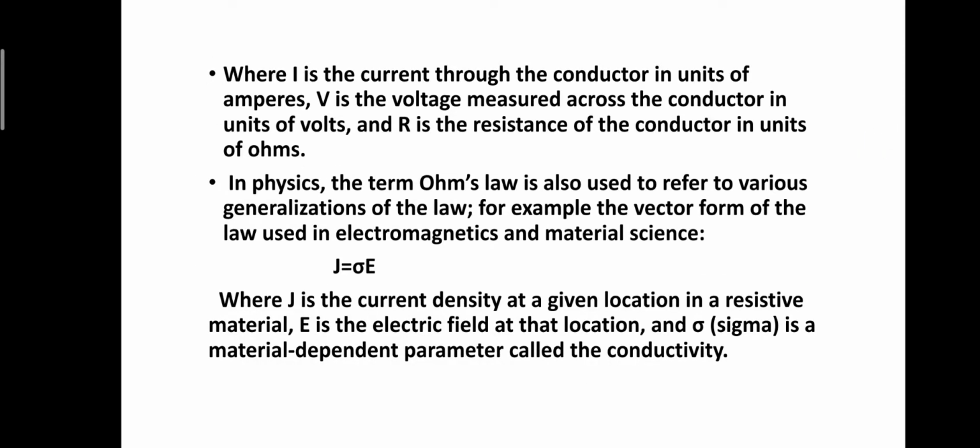Where I is the current through the conductor in units of ampere, V is the voltage measured across the conductor in units of volt, and R is the resistance of the conductor in units of ohm.